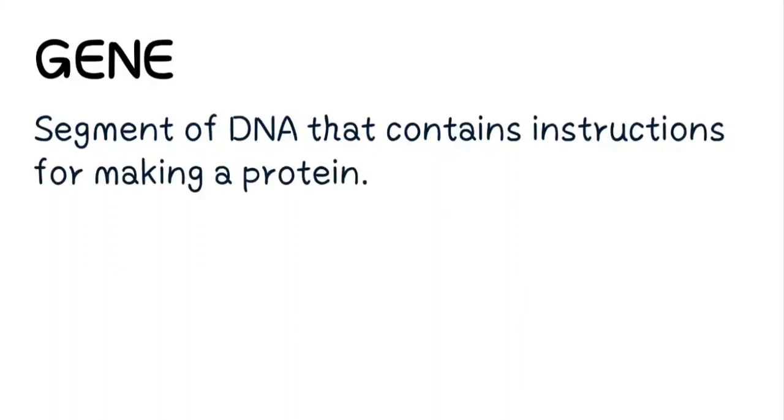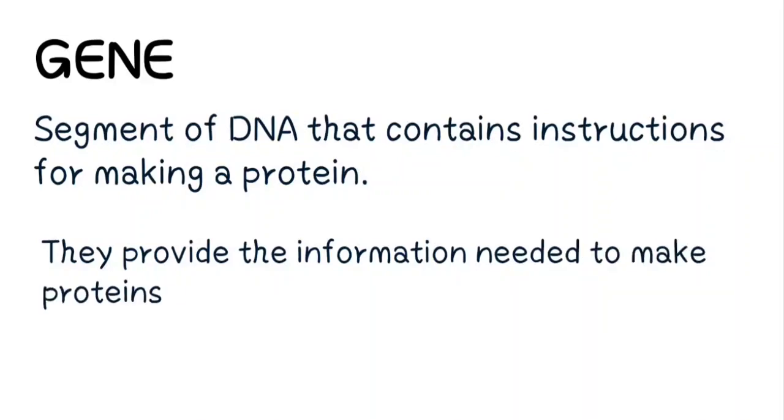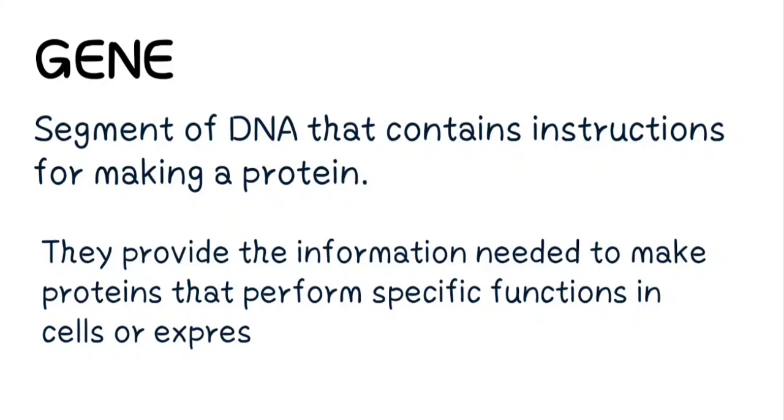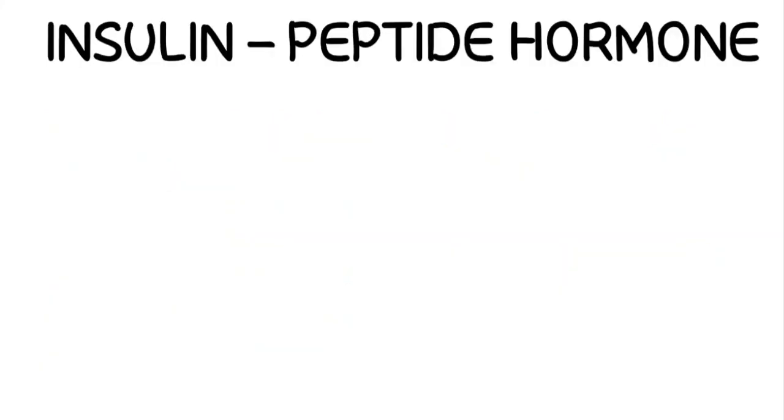We say we resemble our parents so much because we have got those genes from our parents. The genes provide the information needed to make proteins that perform specific functions in cells or express physical traits such as hair color or eye color. So whenever I say I have the same eye color as my parent, it means I got that gene from my parent.